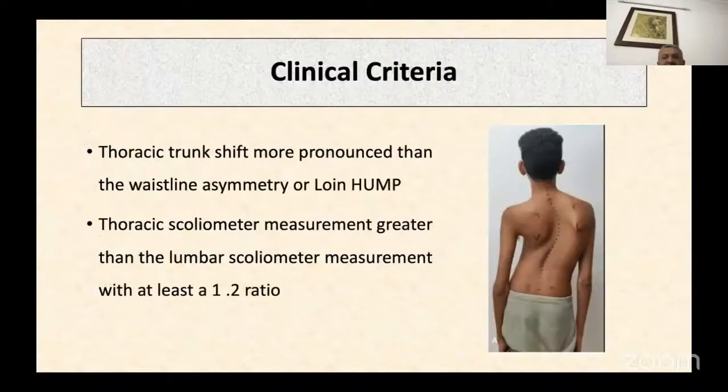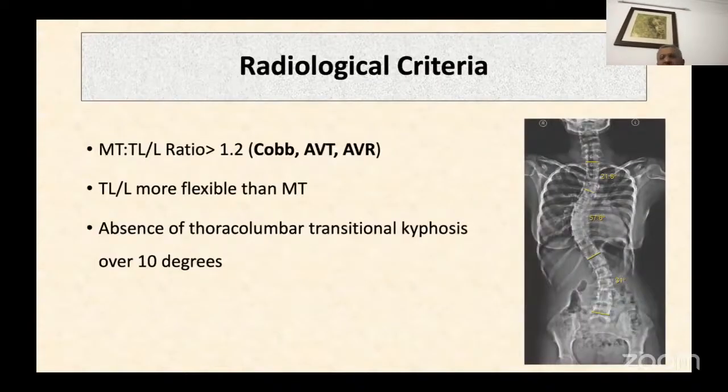Coming to the clinical criteria, you look at the prominence of the rib hump corresponding to the lumbar hump. You use a goniometer, and if the ratio is at least 1.2, that is thoracic is greater than the lumbar, then you may think of a selective thoracic fusion. We all know the radiological criteria put forward by Lenke et al. If the ratio of the main thoracic to thoracolumbar curve is greater than 1.2, you can do a selective thoracic fusion. It is in terms of the Cobb angle, apical vertebral translation, and apical vertebral rotation.